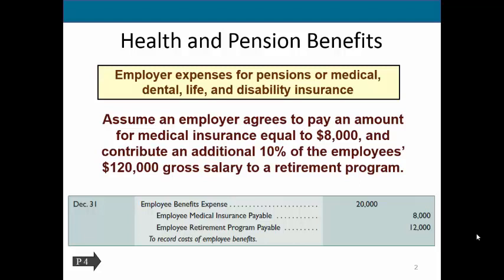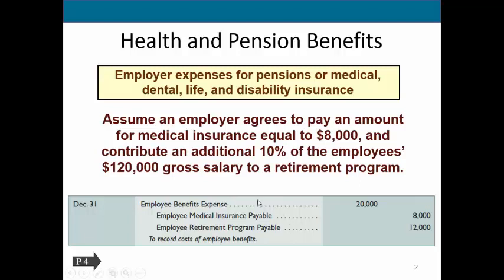We see that an employer agrees to pay an amount for medical insurance equal to $8,000, and then they will contribute an additional 10% of an employee's gross salary to a retirement program. So you can see here, this is not a salary or a payroll expense. Instead, this is a benefit expense because this is related to health and retirement type benefits. So you can see here, employee benefit expense of $20,000, employee medical insurance payable $8,000, and then $12,000, which is 10% multiplied by their salary for the retirement program payable.